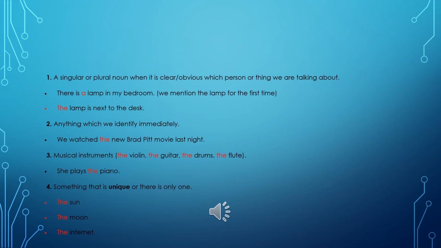Something that is unique, or there is only one. When we say something is unique, it means that there is only one of this thing, like the sun, the moon, the internet, okay? These items or these things are unique.